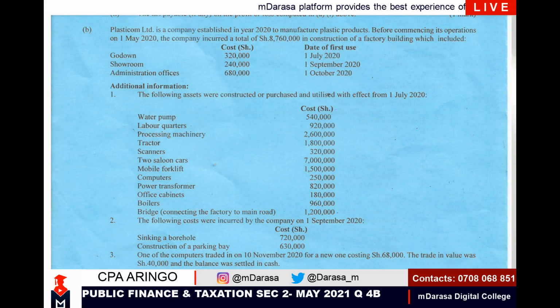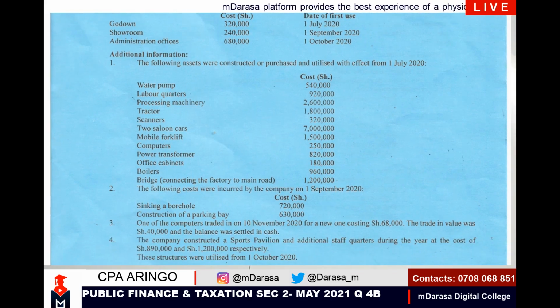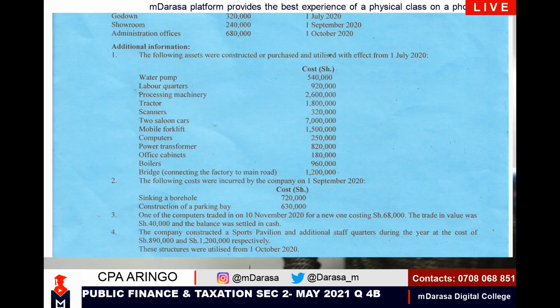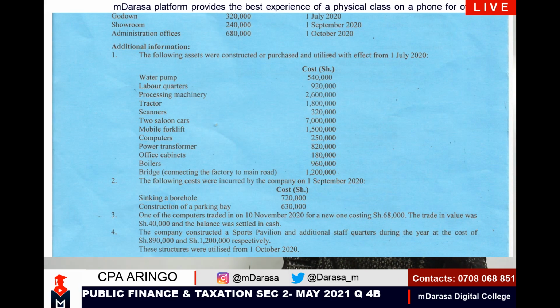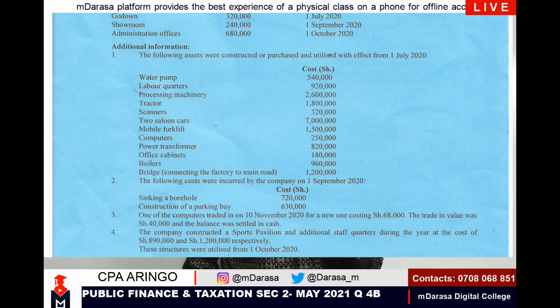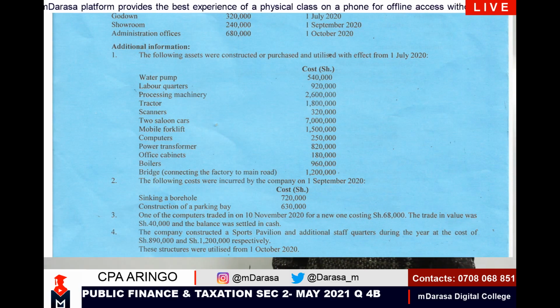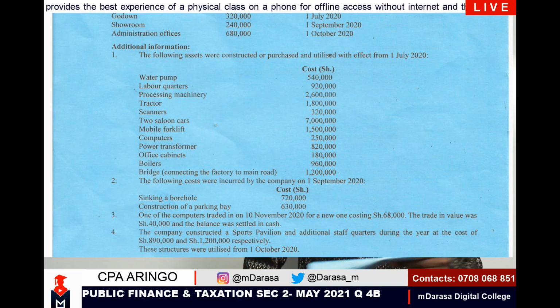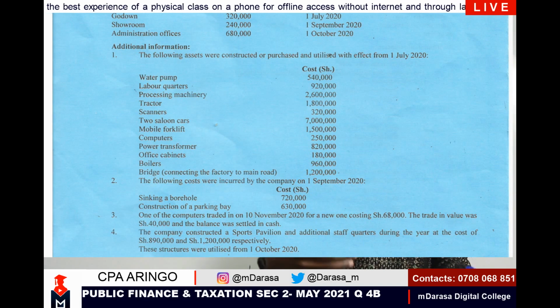Note number three, clearly you can see what I was given in note number three. If we go through it together, we were told that one of the computers was traded in on 10th November 2024, a new one costing 68,000. The trading value was 40,000, the balance was settled in cash. So ideally you are looking at a form whereby I'm having a disposal and a purchase at the same time.